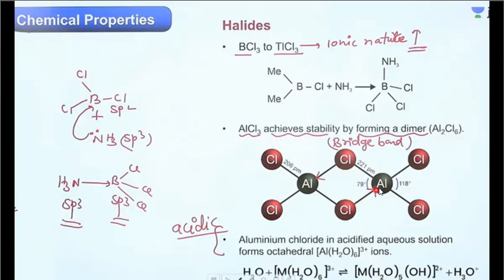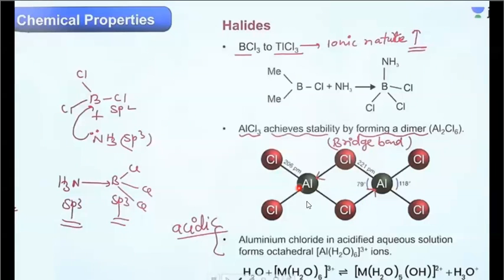So here one bond is there, a coordinate bond, that is, this chlorine is donating a lone pair to aluminum, and here this chlorine is donating a pair to aluminum. And this way their octet gets completed, they dimerize. Such a type of bond is known as bridge bonding. This is a bridge bond. Okay.